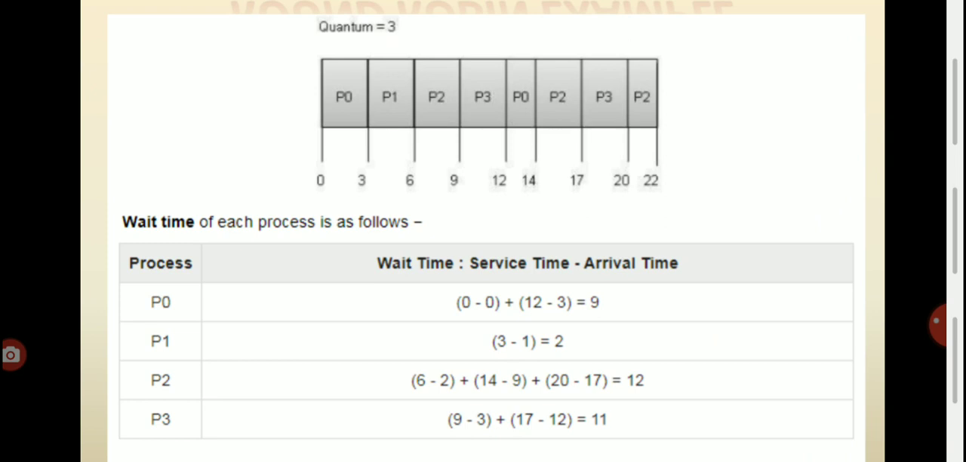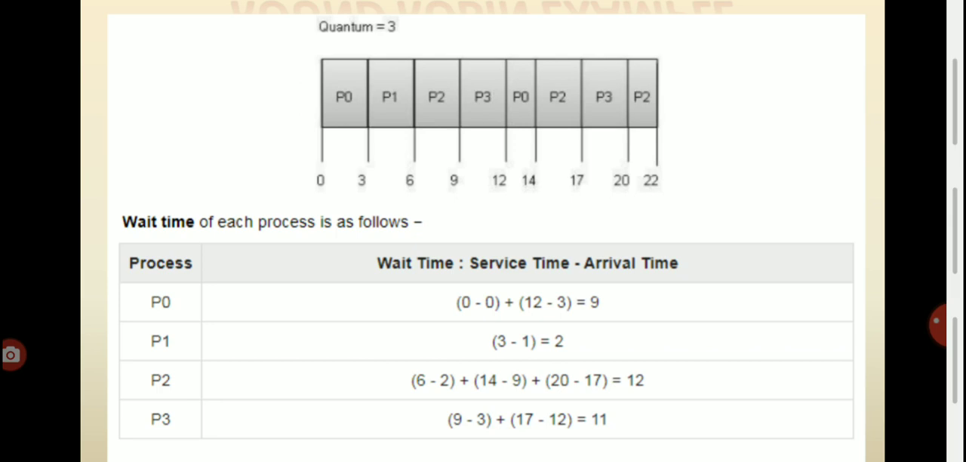P1 will be using the processor for 3 minutes, and the next 3 minutes will be given to P2. That will be executing on the processor for another 3 minutes, and so on. Right? The execution time of P0 is actually 5, but P0 is executing only for 3 minutes, so the remaining 2 minutes will be executed after P3. So first P0, P1, P2, P3, all the processes will be using the processor for the time quantum 3.